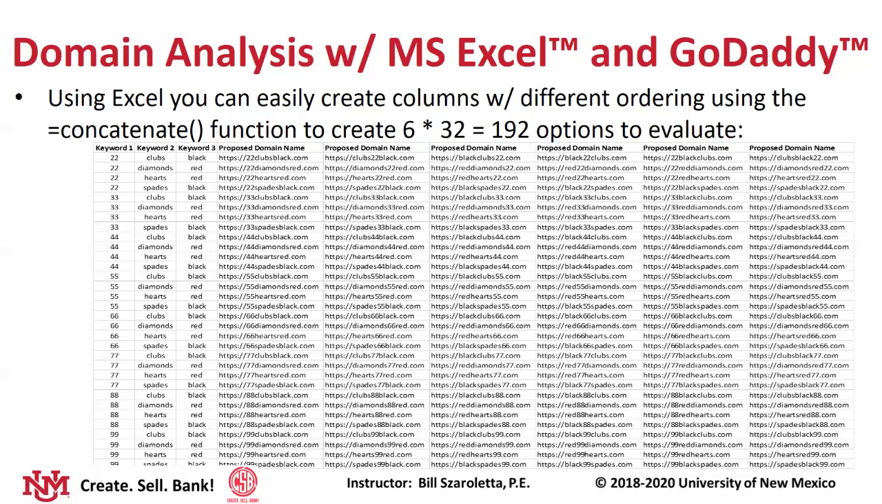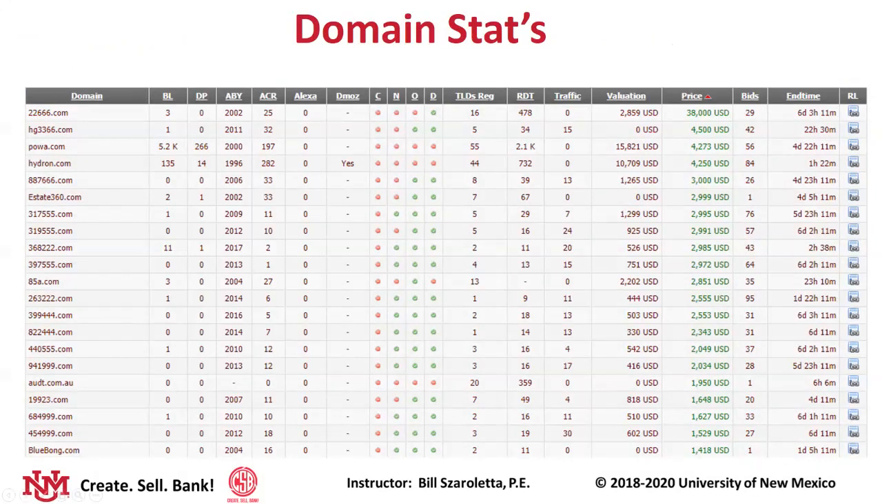Now you could still use the Google blog site that had the keyword mixer to do this, but I like to have control of this process. So, there's some stats, and here's some valuations that you can look at, like 2266.com is $38,000, and it's got 29 bids on it. And the valuation is 2,859. It's kind of an interesting thing.